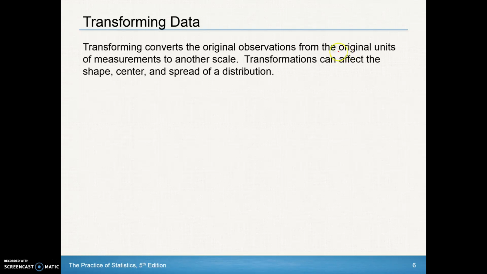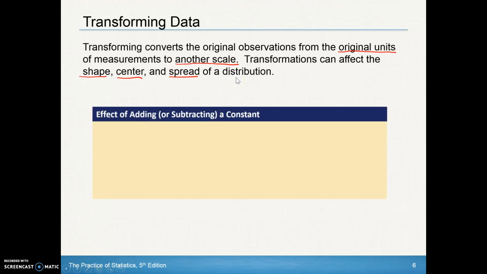We like to take the original units, maybe we measured in centimeters, and we want to put it into another scale, say inches. So this is a very, very common transformation that we do, but we want to look at how that affects the shape, the center, and the spread of a distribution. So first we're just going to look at adding a constant. We could also look at subtracting, but subtracting is really just adding a negative number. So we're just going to focus in on adding a constant and what happens to a distribution.